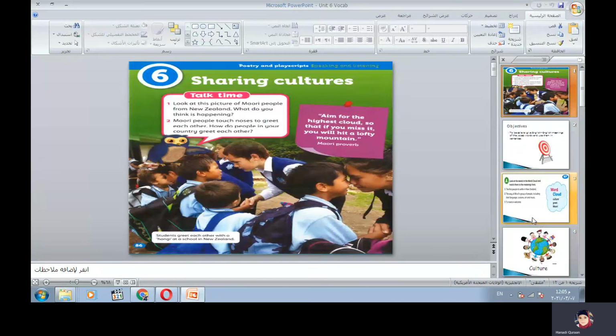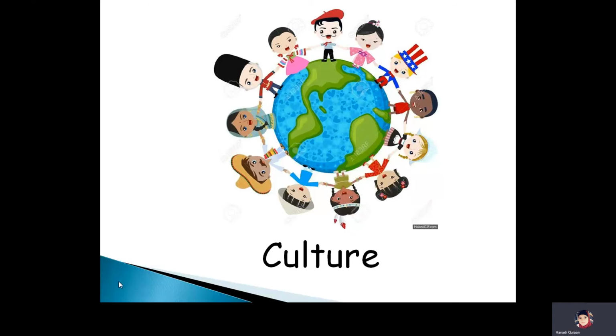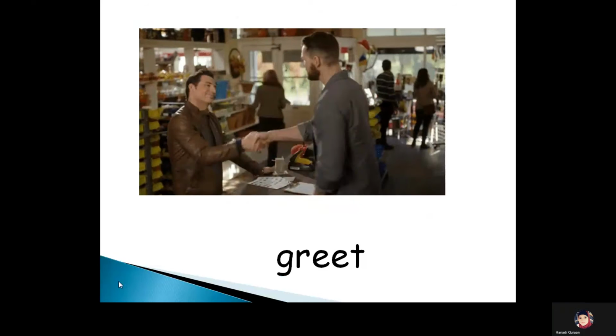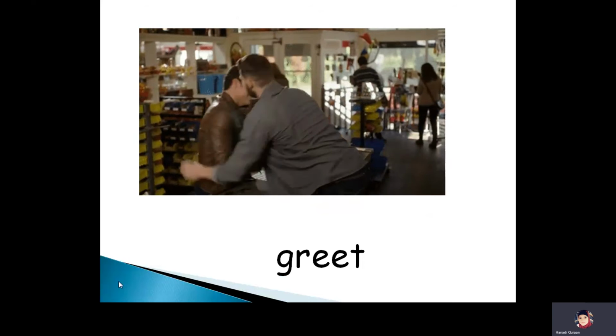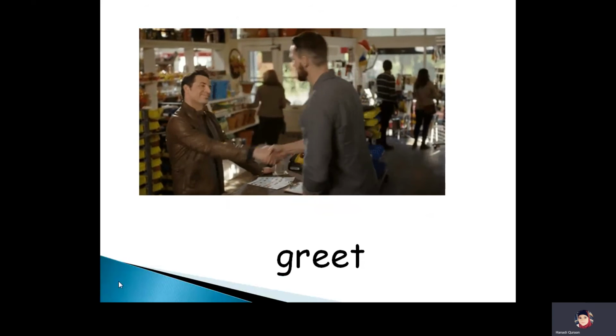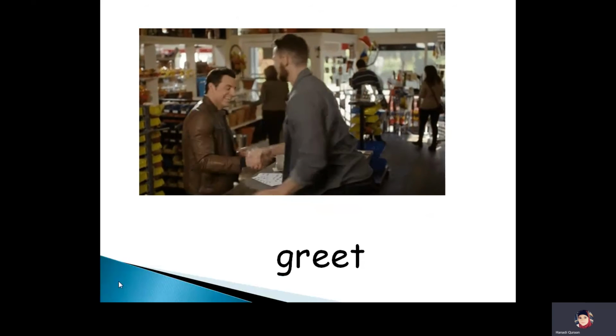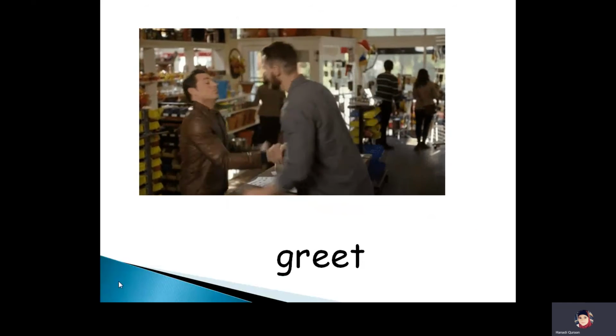Now, let's review the words that we learned today. The first one is culture. I love the Japanese culture, for example. Culture means the way of living of a group of people, which includes the language, the art, and the customs. Number two is greet. I saw Sammy yesterday and I greeted him. So greet means to welcome or meet.